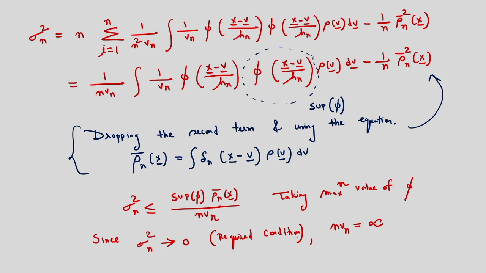So move to the next slide. So what have we considered? We have considered that this variance should be very, very small. This is the condition, and corresponding to this condition, n Vn should be equal to infinity. That is the condition.